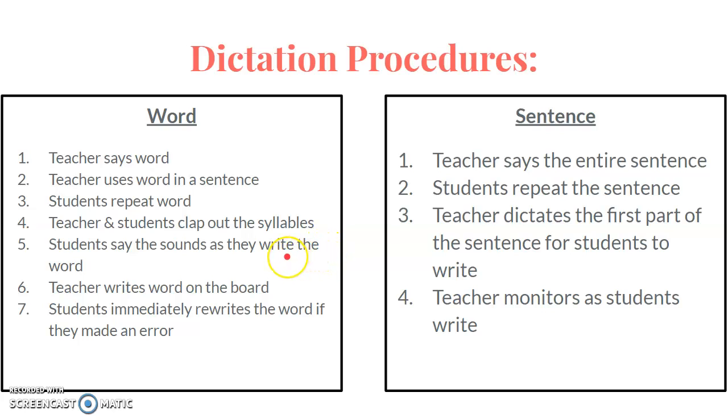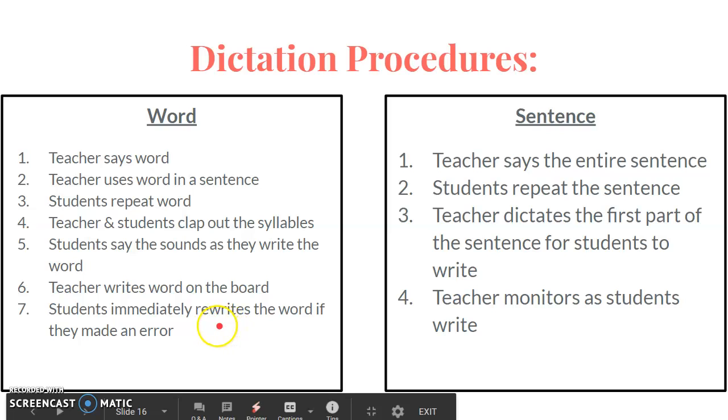You would have the students say the sounds as they write out the word, and then the teacher would write the correct way to spell the word on the board. And if the student made a mistake, they would immediately rewrite the word.